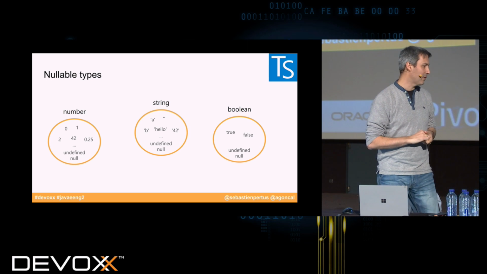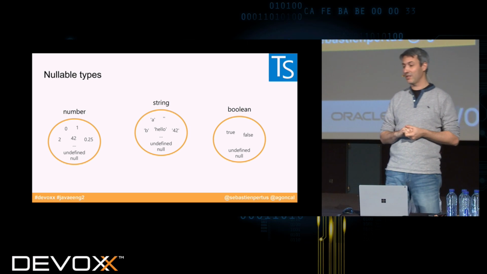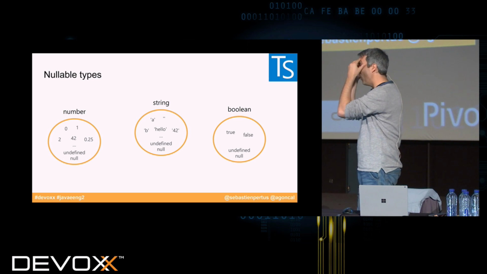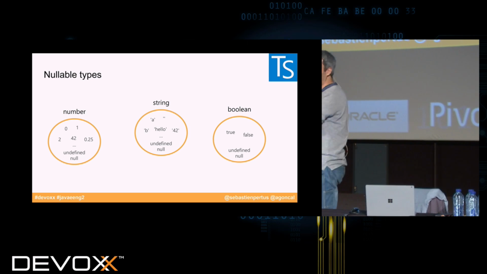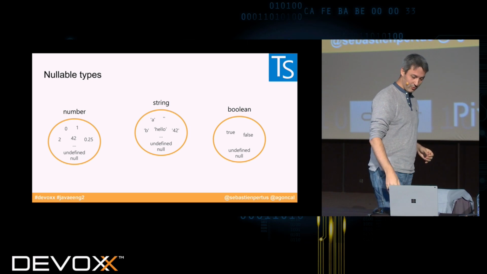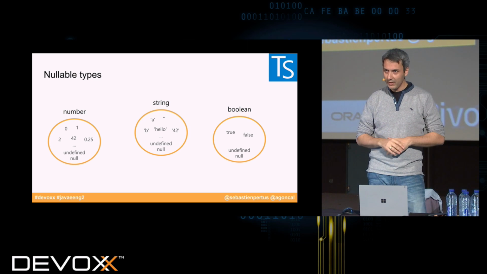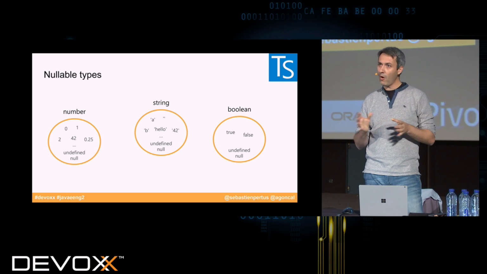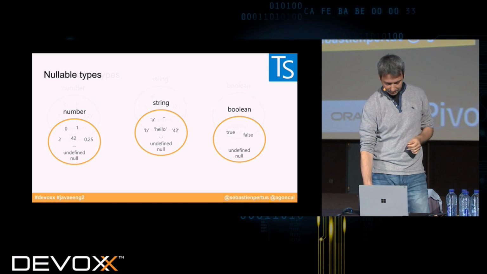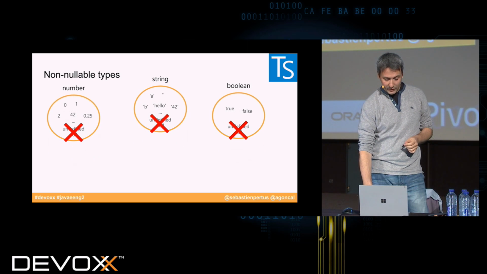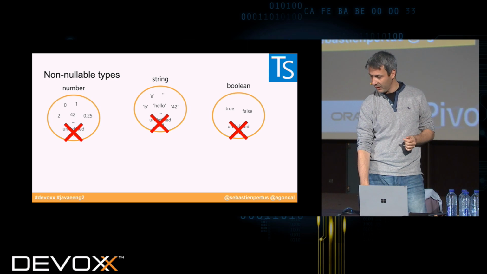When you work with JavaScript, you have to deal with undefined and null. Oh my God, why do we have undefined and null? I don't know. But you have to deal with it. When you declare a variable, it's a number or undefined or null. The non-nullable types are the way to eliminate the undefined and null type on the number.